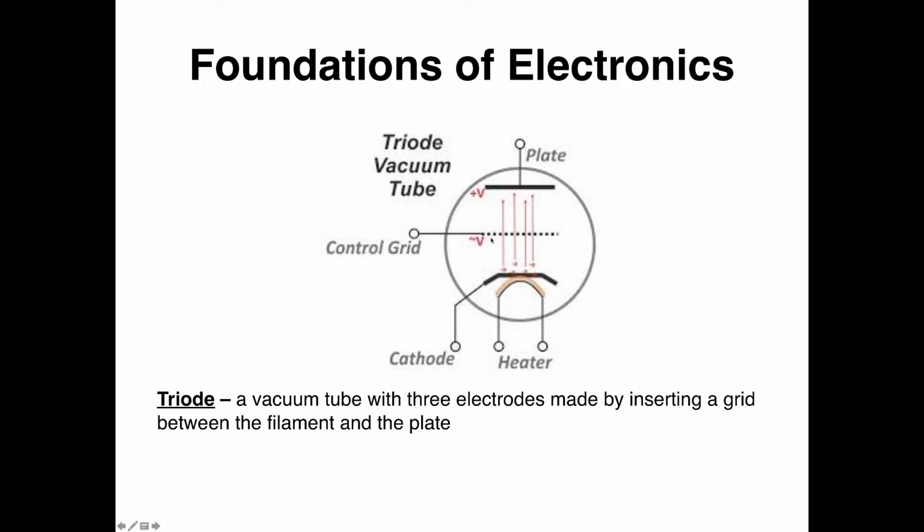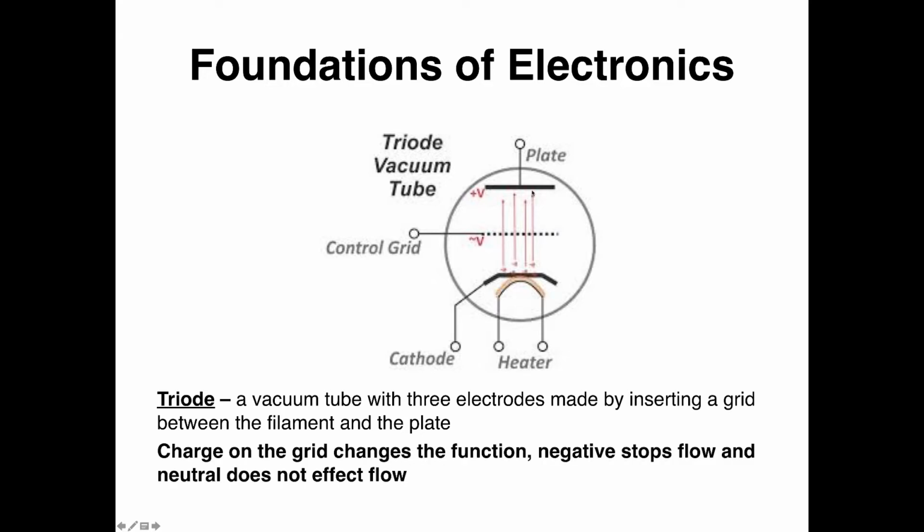But in between is a grid, and this grid acts to control the flow of electrons from the filament to the plate. So you can control the flow by changing the charge in the grid. The charge on the grid functions as either to stop flow or to allow flow to go through.